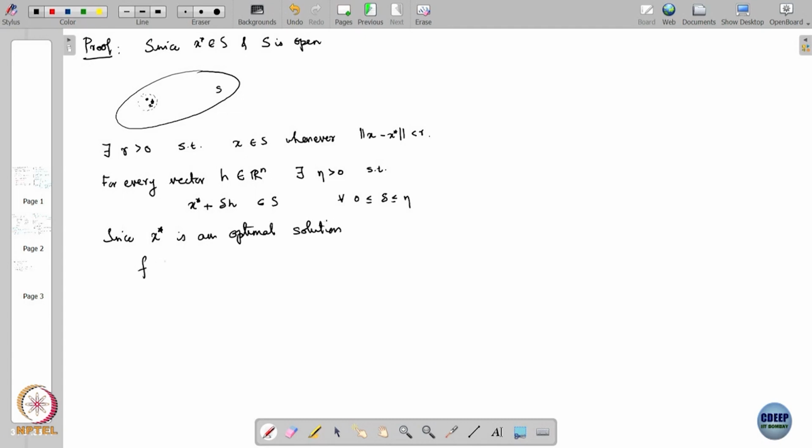So, what does that mean? That means that f of x star is less than or equal to f of x for all x in S. But then I can, in particular, take a point like x star plus delta h, which also lies in S. In particular, f of x star is less than or equal to f of x star plus delta h.